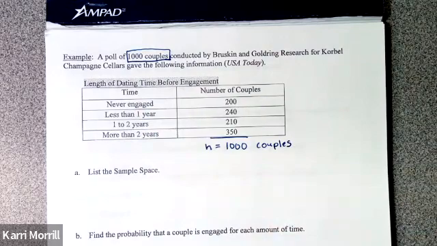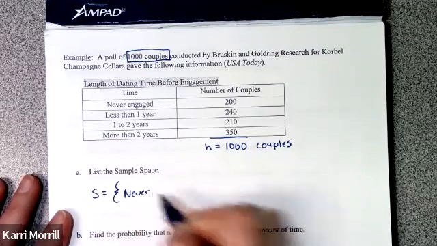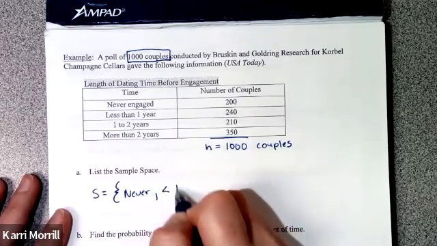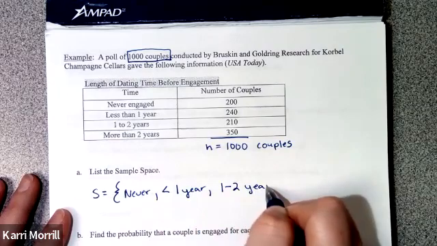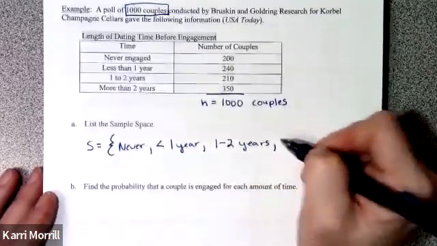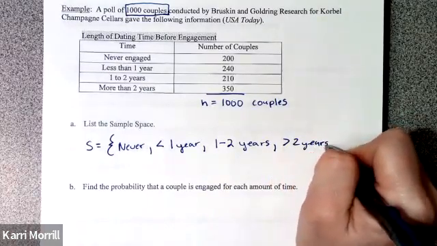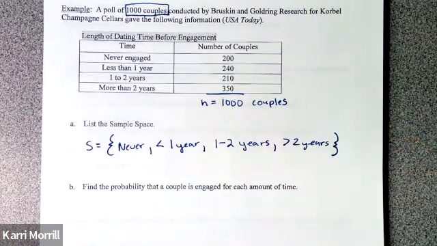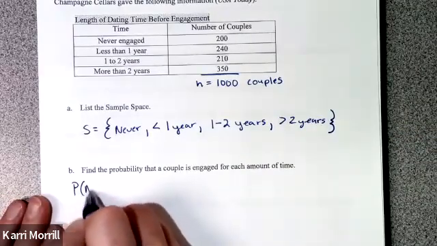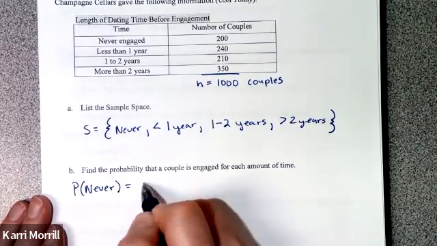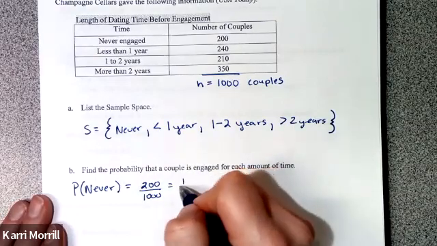So if we're listing our sample space, you could do it in a way that you just said, we have nevers. Some people have never been engaged, less than 1 year, 1 to 2 years. So it's kind of like a label to categorize them, and maybe more than 2 years. So find the probability that a couple is engaged for each amount of time. What that means is, what's the probability of the nevers? And so that would be saying 200 out of 1,000. And then we want to reduce it to 1/5.